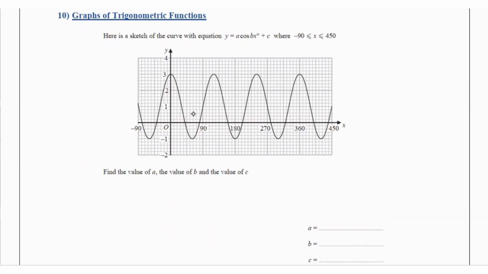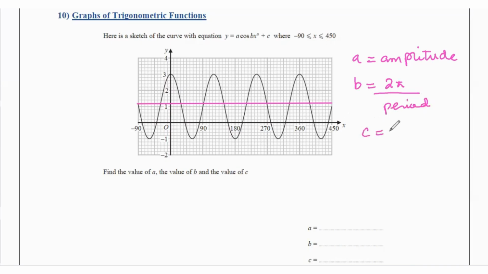So first things first, let's connect this with a straight line. This shows us the middle of the graph. And the middle of the graph shows how it has been shifted up or down. So this is your new origin basically, or the x-axis in other words. Now a is your amplitude of the graph. b is your 2 pi over the period of the graph. And c is your vertical shift.